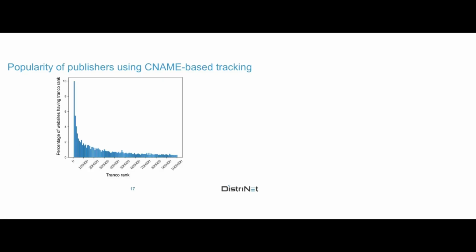We had a look at the popularity of publishers that were using CNAME-based tracking according to their Tranco ranking, which is a popularity index of the website. And we see that the distribution is heavily biased towards more popular websites. So nearly 10% of the top 10,000 most popular websites on the internet include a CNAME-based tracker.